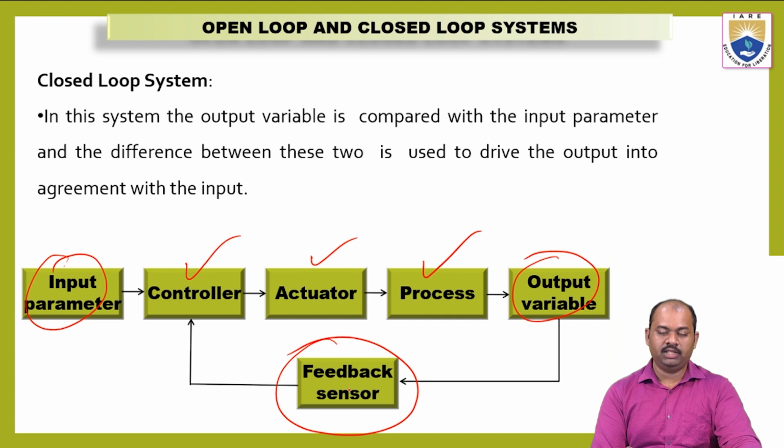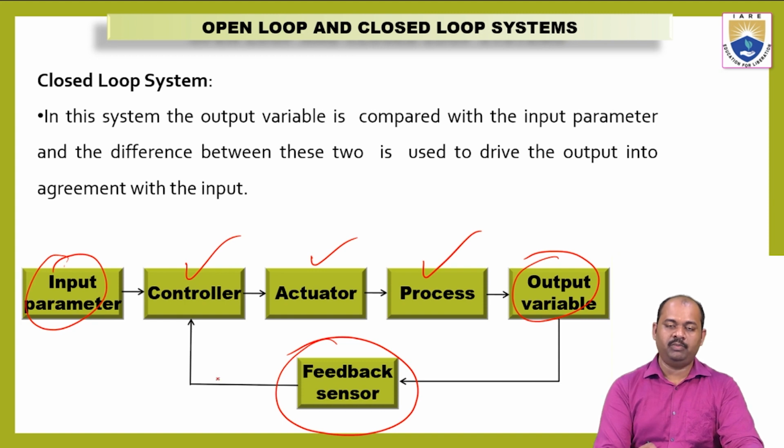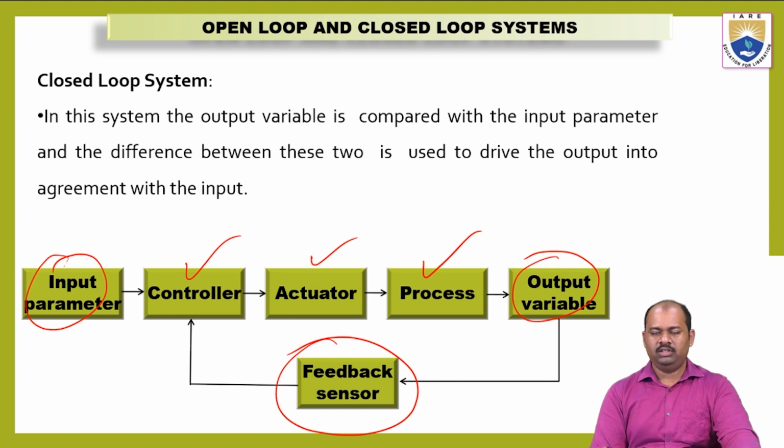See here, the feedback sensor is the key which will take the output variables. It will collect the output variables and process them, and this processed information will be sent back to the controller. So what does the controller do? The controller will analyze the information from the output variables, combine it with the input parameters, and change the process or the motion of the actuator accordingly. That is the function of the controller.